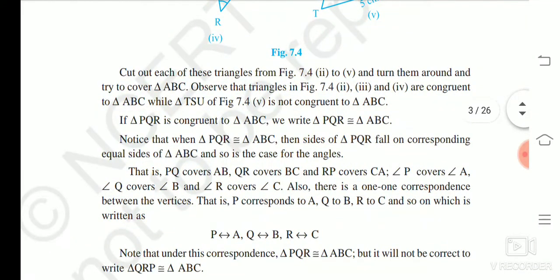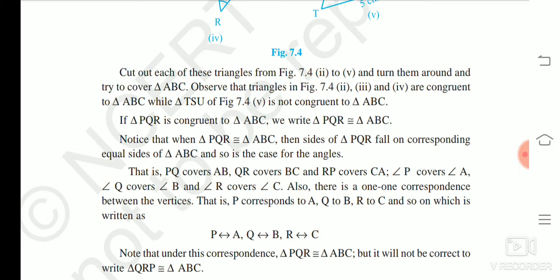Next, similarly, compare the other things. This is called corresponding parts of congruent triangles. You are going to tell the data: sides and vertices, that is angles. Angle A, angle B, angle C, and here angle P, angle Q, angle R are also equal. So sides and angles make 6 data, 3 sides and 3 angles. You are going to use only 3 data.